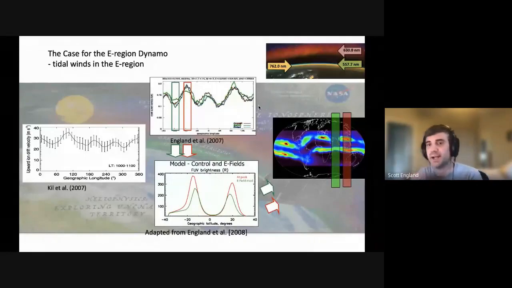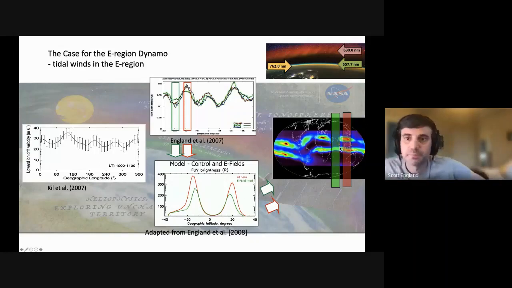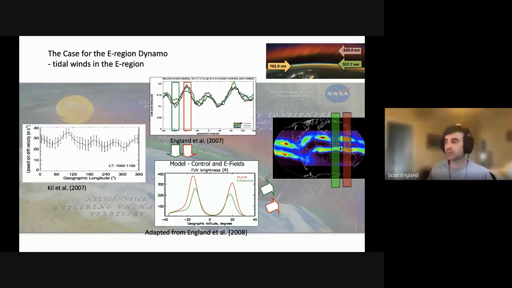So we could take that magnitude of that change in the uplift, put it into a model of the ionosphere, and say, hey, what happens to my O+? Recompute the airglow, and it matched the observations pretty well. And so we had a pretty convincing case that problem solved. Okay.